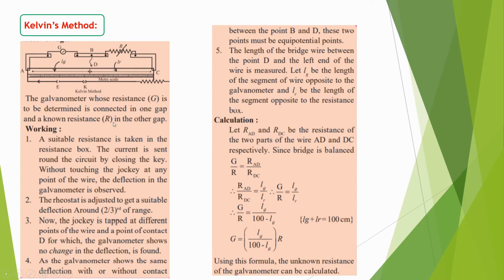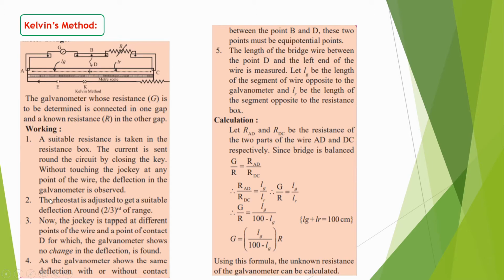Then by closing the key, the current I is sent around the circuit. So when we close the key, a current flows through the whole circuit. Then, without touching the jockey at any point of the wire, the deflection in the galvanometer is observed. In that case, when we slide the jockey without touching the wire AC, the galvanometer always shows a deflection.